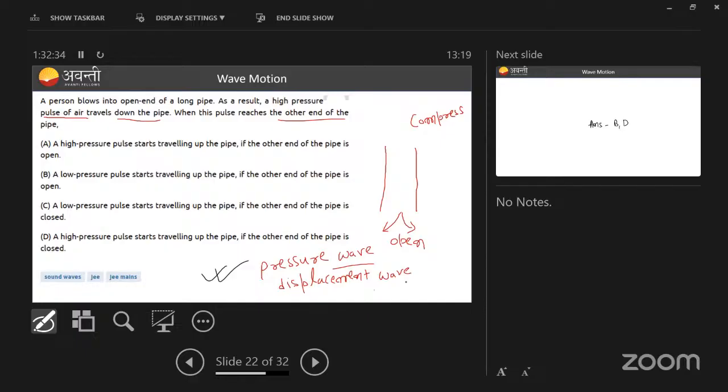मैम, प्रेशर में शायद कोस का फंक्शन होता है, डिस्प्लेसमेंट साइन में, साइन का फंक्शन होता है. तो 90 का डिफरेंस है, राइट? हाँ, तो 90 से आउट होता है.